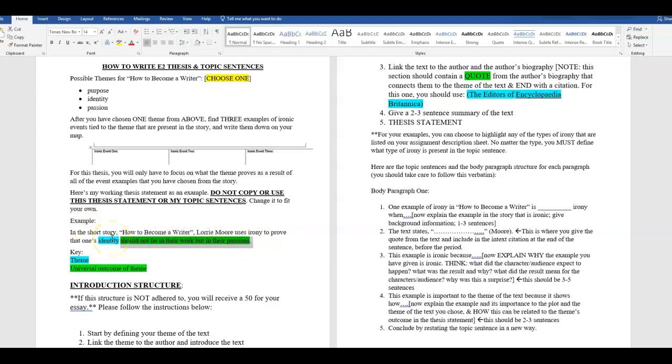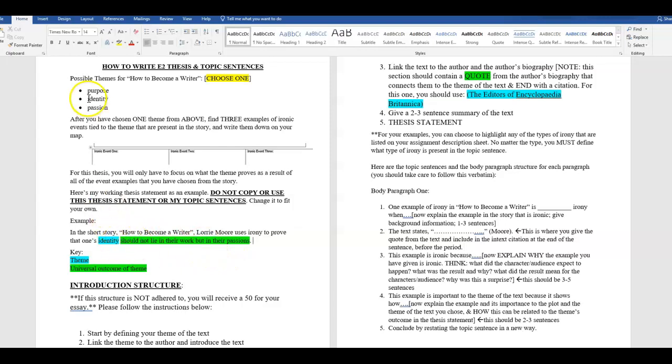So when we read things, the reason why we read as readers is that we connect with the text. We are able to use what we learn from the text to affect our own lives. So reading this text, How to Become a Writer, Lori Moore, she uses the irony to prove that your identity shouldn't be in your work, but in your passion.